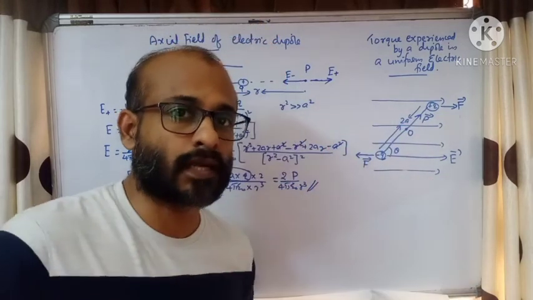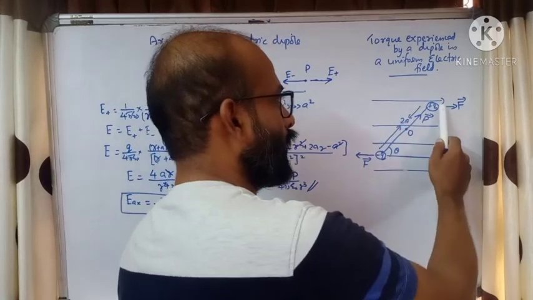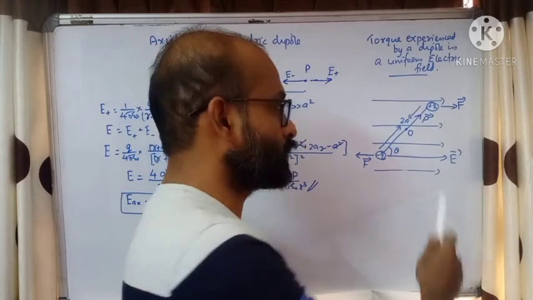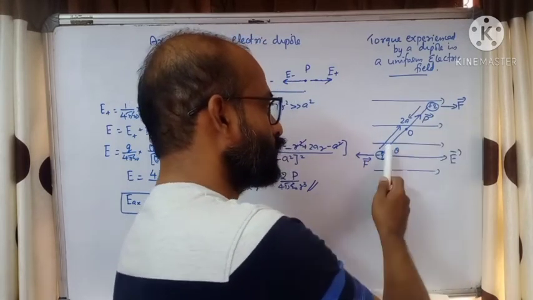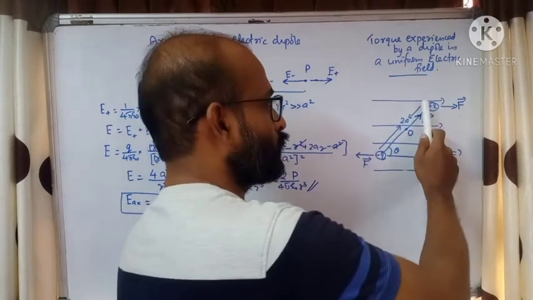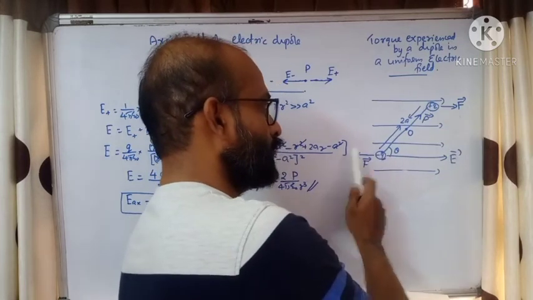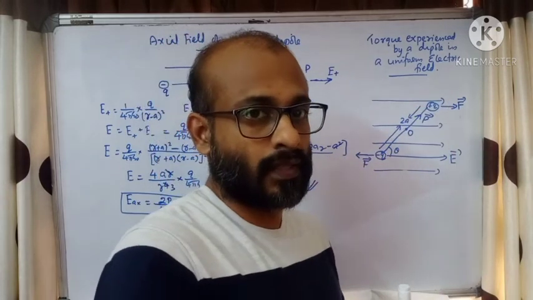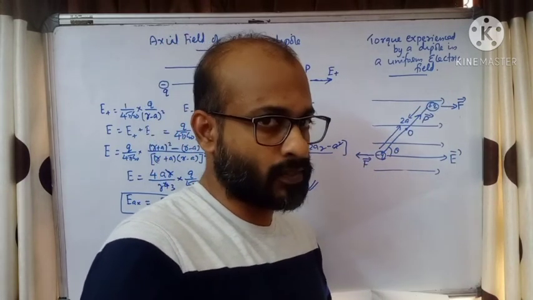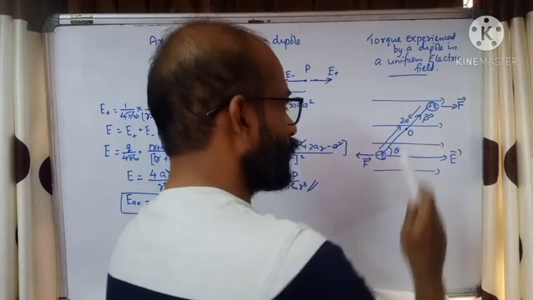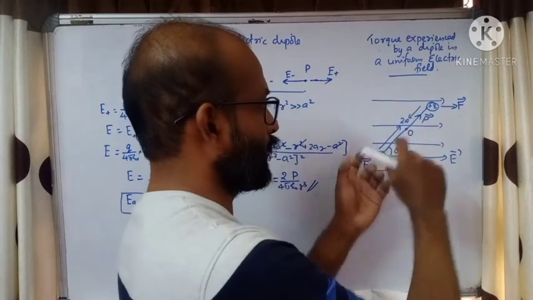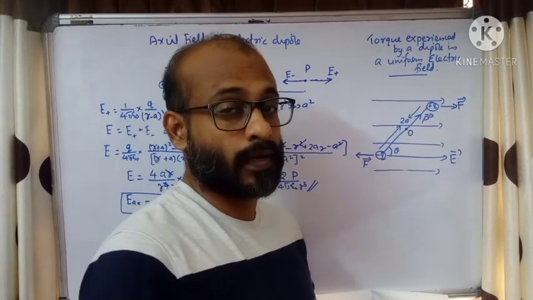Now we can say this is a couple. Couple means two anti-parallel forces having different lines of action. Since it is a uniform field, the two forces have the same magnitude, one in this direction, another in the other direction. They have different lines of action, not in a straight line. If they were in a straight line, the net force would have been 0. But here the forces are not in the same straight line, so they have a tendency to rotate. So it experiences a torque.